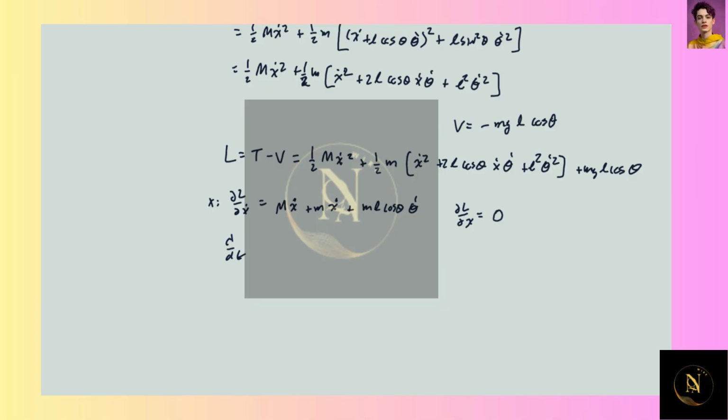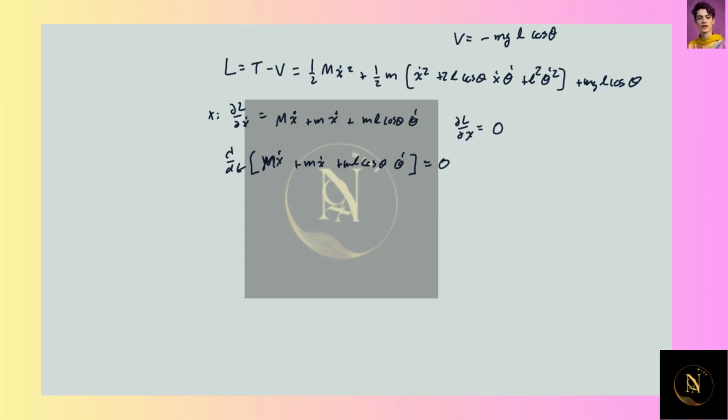And so we get an equation of motion where we take the time derivative of that. I'm not actually going to evaluate that time derivative. I'm just going to write it out like this. Because it equals 0, there's no potential term in x, so the time derivative of what's inside there is 0. So this thing, big M x dot plus little m x dot plus ml cosine theta theta dot, that's a constant of the motion. And we'll be able to exploit that later on.